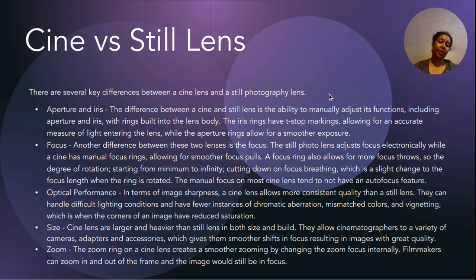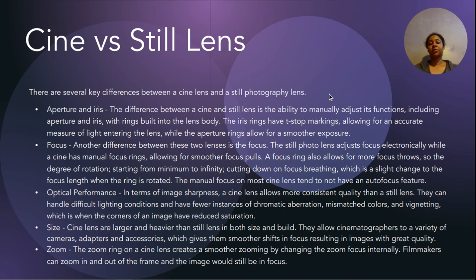So, cine versus still lens. There are key differences between those lenses and what they're used for. We know a cine lens is used in cinematography, and a still lens is a photography lens, basically.